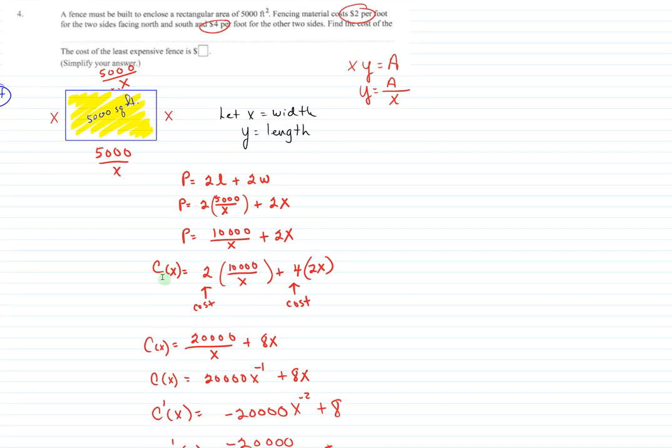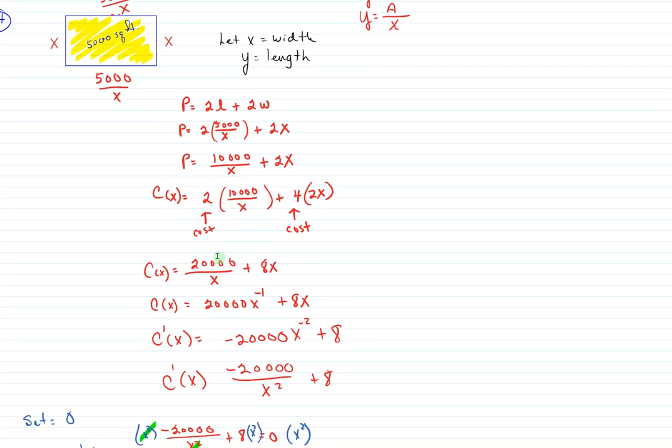The cost is going to be multiplying the $2 and the $4. All right? And so this said $2 per foot for the 2 facing north and south, the way I've got it drawn. So there's my $2, times this, plus $4 times the 2x. So these are the costs on the outside. Then go ahead and multiply, and you get 20,000 over x plus 8x.